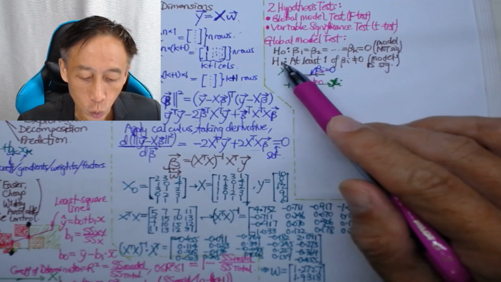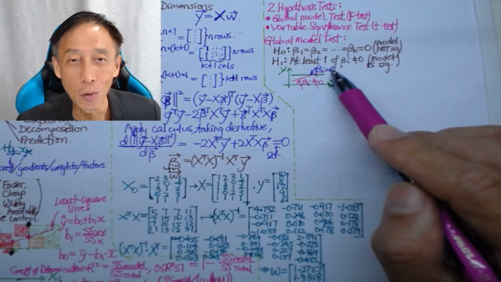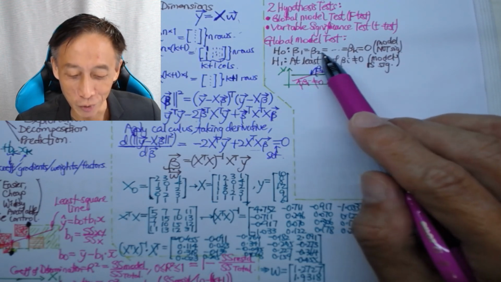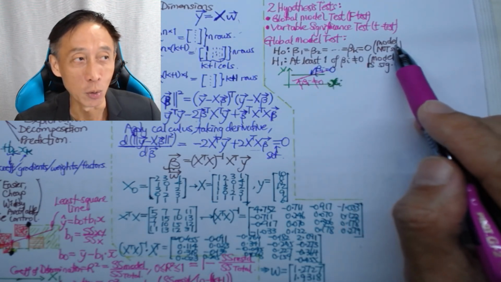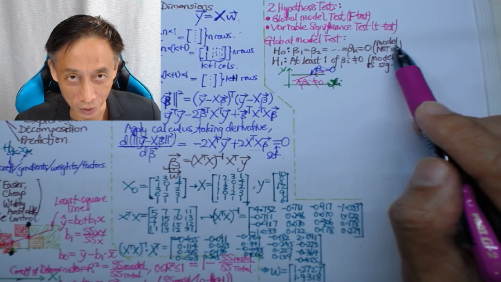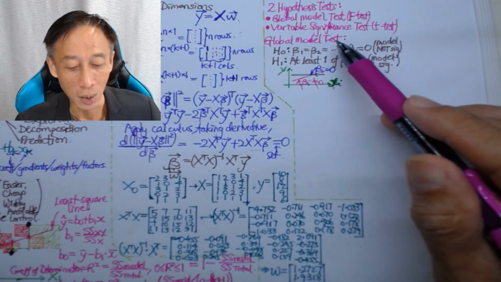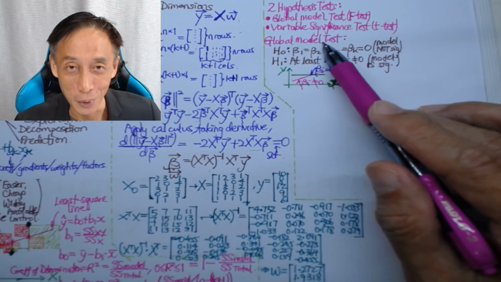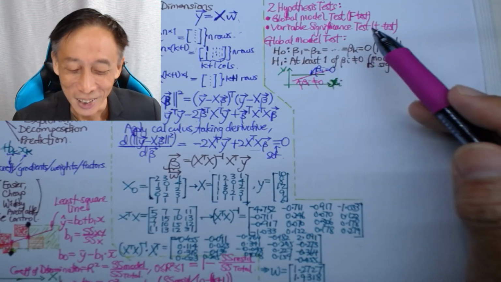So it has to reject first, right? All multiple regressions have to go through this rejection of the null hypothesis that the model is not significant first before anything else. So that's why this global model F-test is very, very important, very significant, right?